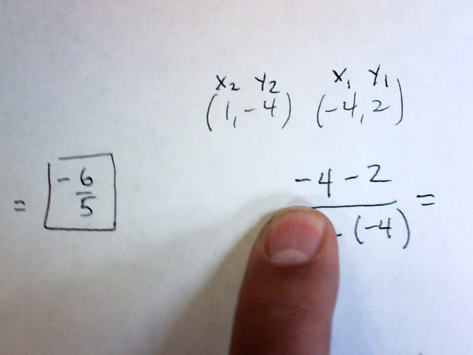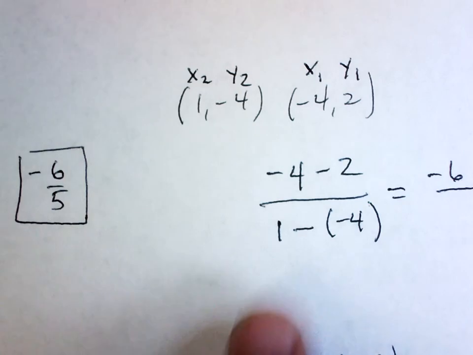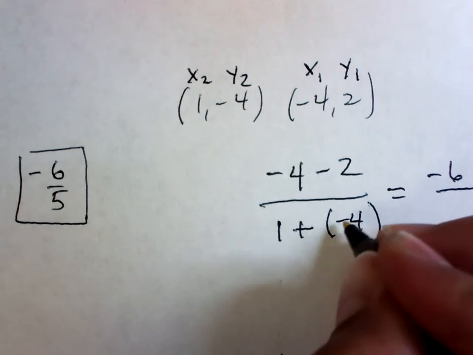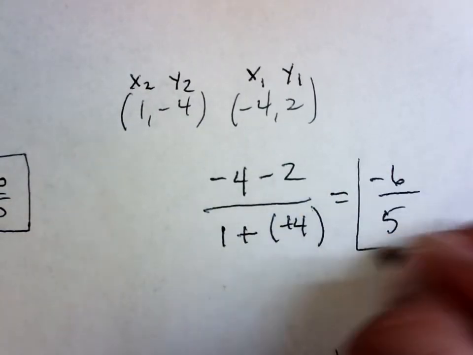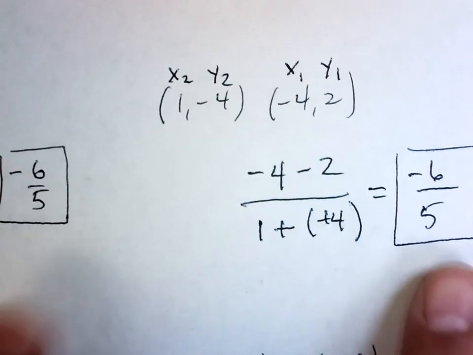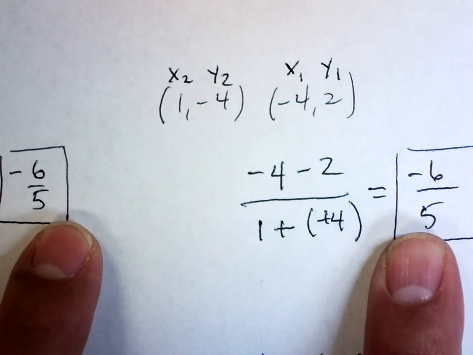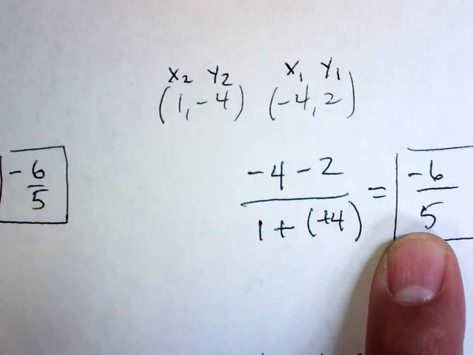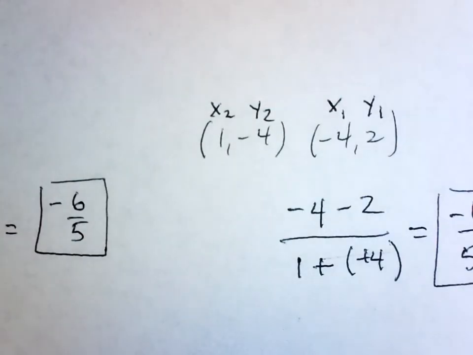equals. So negative 4 minus 2 is negative 6. Remember, minus minus means plus. So 1 plus 4 is 5. And I get the same exact answer. That's why it doesn't matter. Don't get caught up in which point you want to call point 1 and which one you call point 2. It doesn't matter, as long as you go in the same order with your y's as you go in for your x's. Okay, let's do another one.